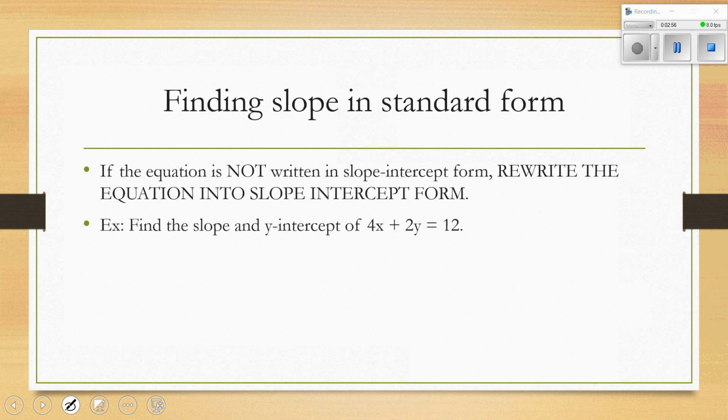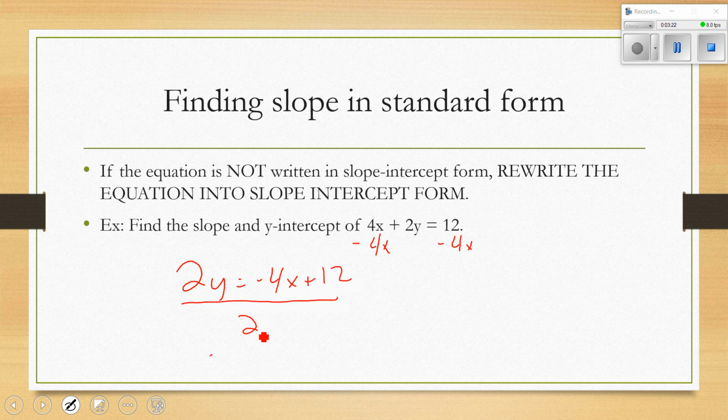If you are given an equation in standard form, then your first step is going to be to rewrite this equation into slope-intercept form, and then you're going to do what we just did. So we have standard form of y and x, 4x plus 2y equals 12. So let us solve for y by first subtracting 4x from both sides. You would get 2y equals negative 4x plus 12. Divide everything by 2. You get y equals negative 2x plus 6.